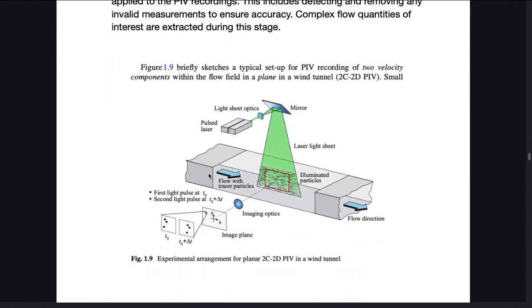Here is the setup image of the experimental arrangement for planar 2C 2D PIV in a wind tunnel. In the wind tunnel, we can see the PIV setup.